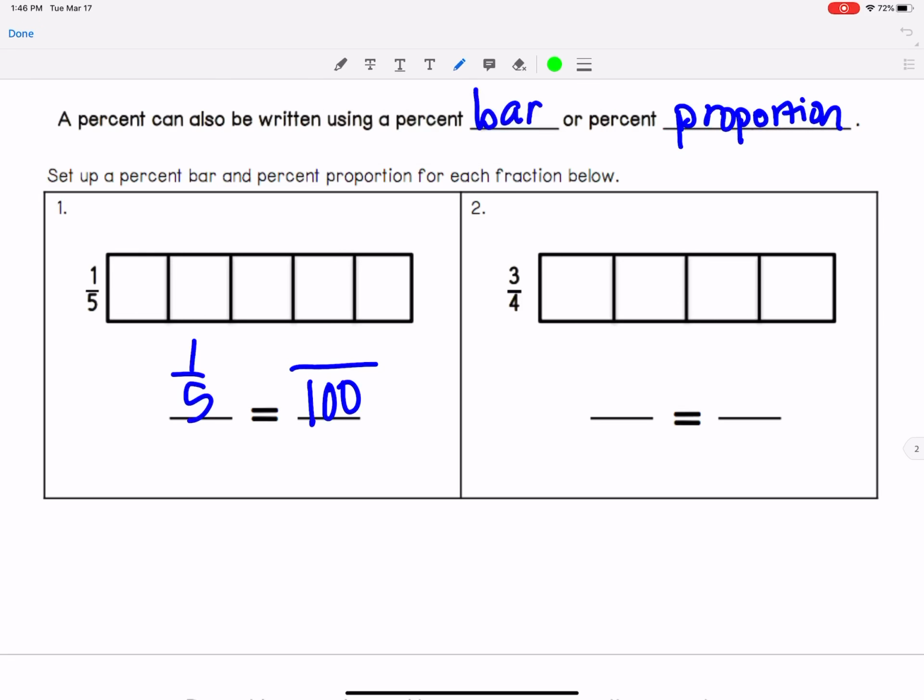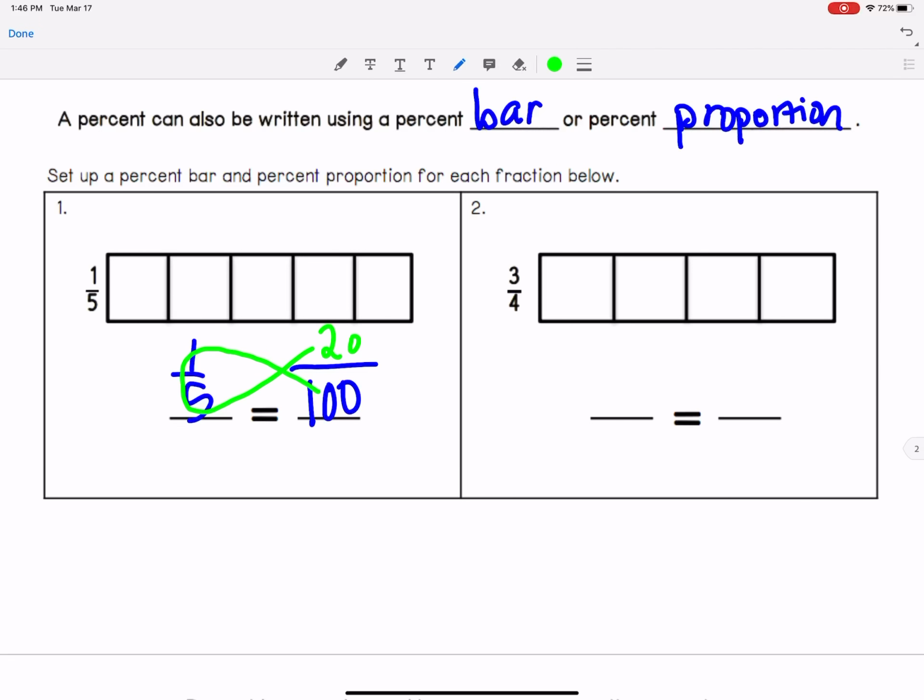Well, we've already done proportions before, and what we know is you could solve it. Let's go ahead and switch colors. You could do 100 times 1 divided by 5 will give you your answer. Let's see what I get actually. 100 times 1 divided by 5, that just gave me 20. So your answer would be 20 out of 100.